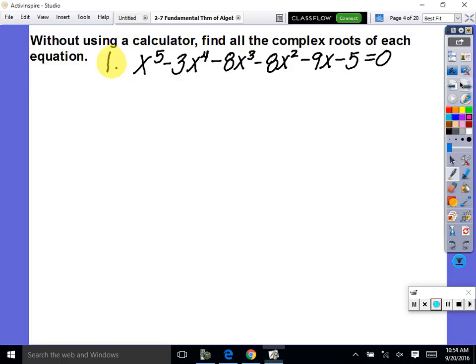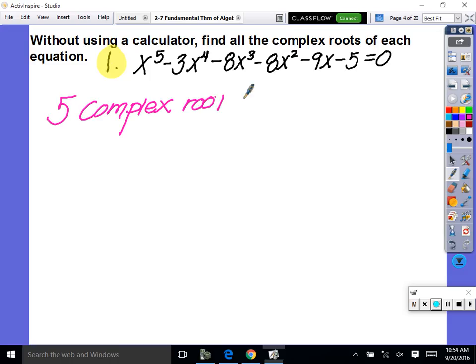Okay, so let's see number 1. It says, without using a calculator, find all the complex roots of the equation. So first of all, let's talk about how many complex roots we're going to have. Well, the fundamental theorem of algebra says, and complex roots just mean any type of solution, because a complex number is anything. So how many solutions are we going to have? 5. We're going to have 5 complex roots, or 5 solutions.